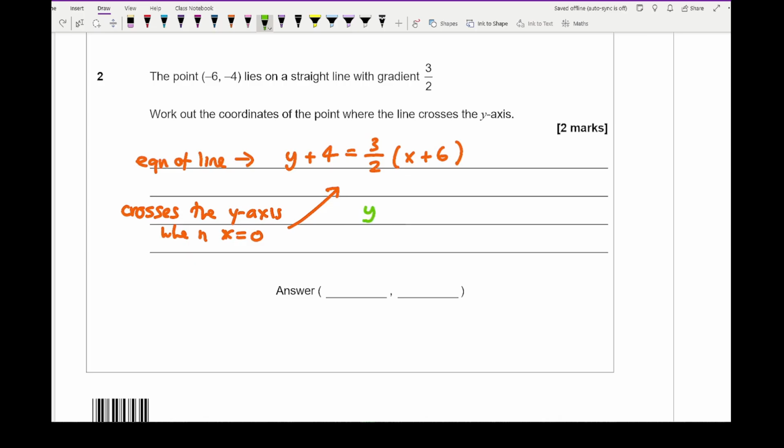So here we're going to end up with y plus 4 equals 3 over 2, and 0 plus 6 is just 6. So we end up with y plus 4 equals 18 over 2, and then y plus 4 equals 9, so y is going to equal 5. So the answer to this is (0, 5).